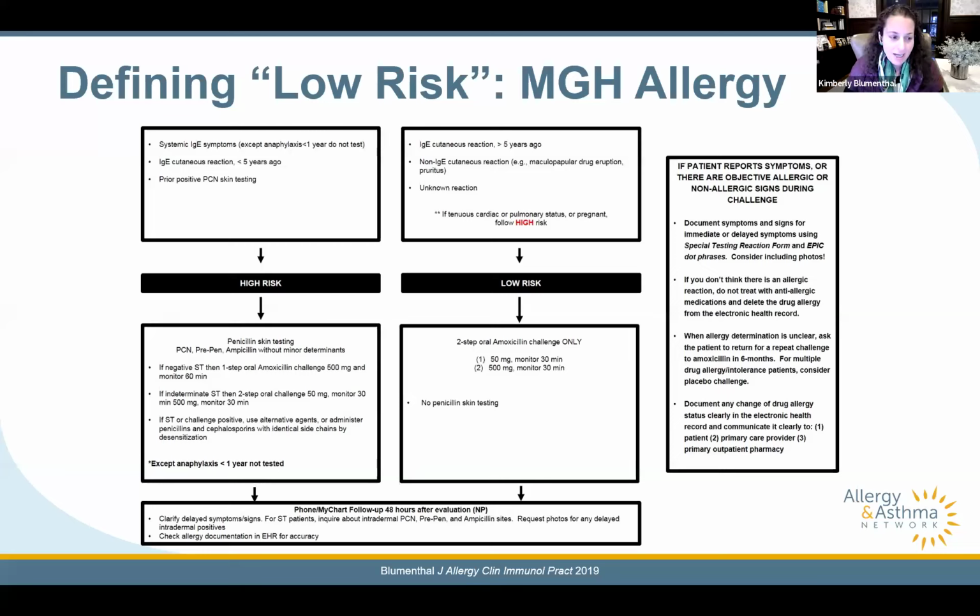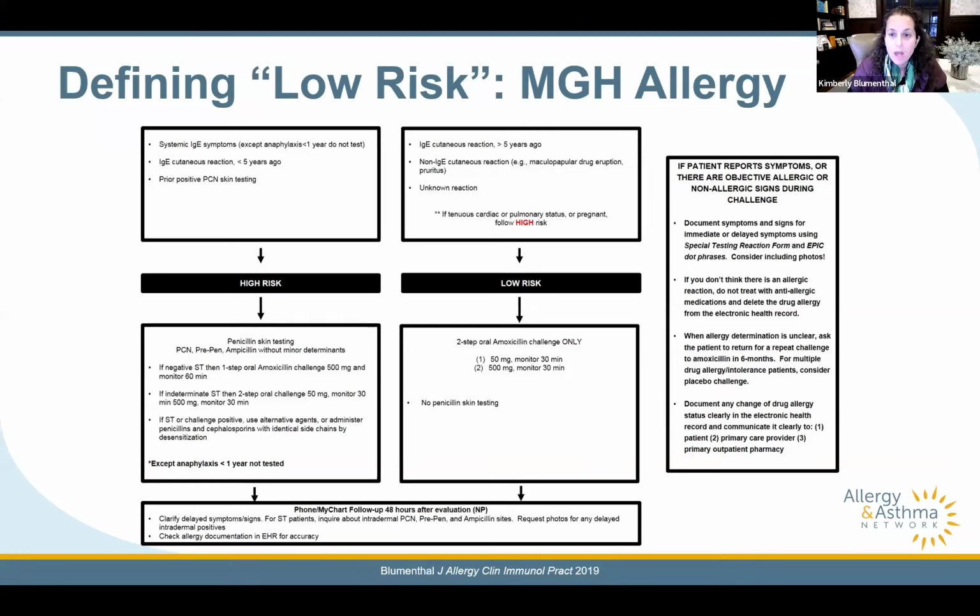This is what we do, which I just include because we don't update it with every single paper that is out there. But what we do is we updated it in 2019 to sort of bifurcate risk categories, thinking about who was low and who was high, so that across our whole group, everyone's doing the same thing and there is consistency in what is our skin test and what is our graded challenge or direct challenge. And so our high risk group are patients who had recent IgE-mediated reactions less than 5 years ago, cutaneous or systemic or prior positive skin testing.